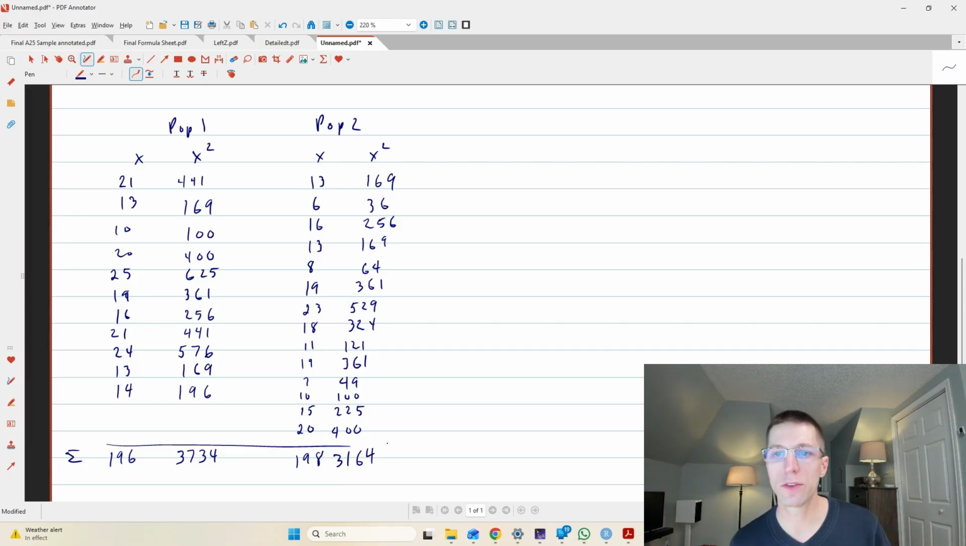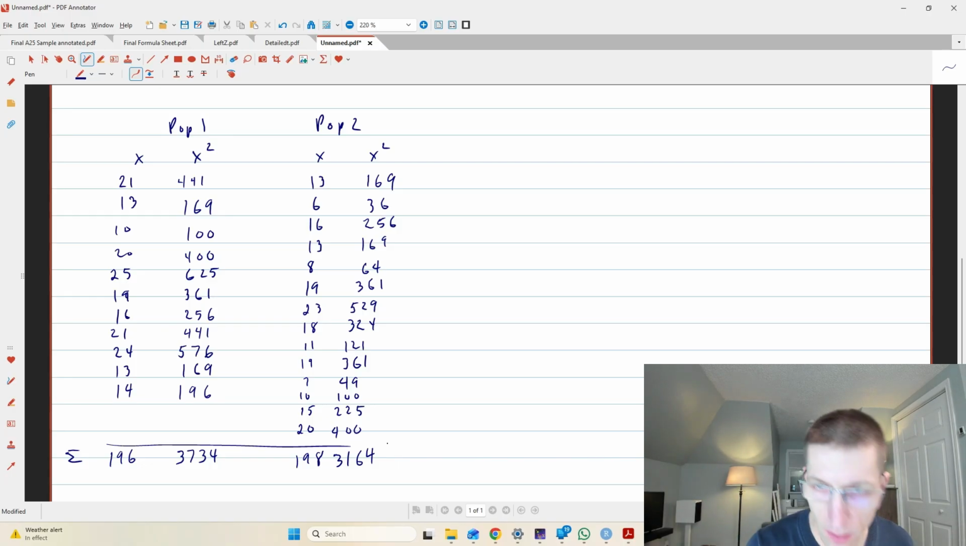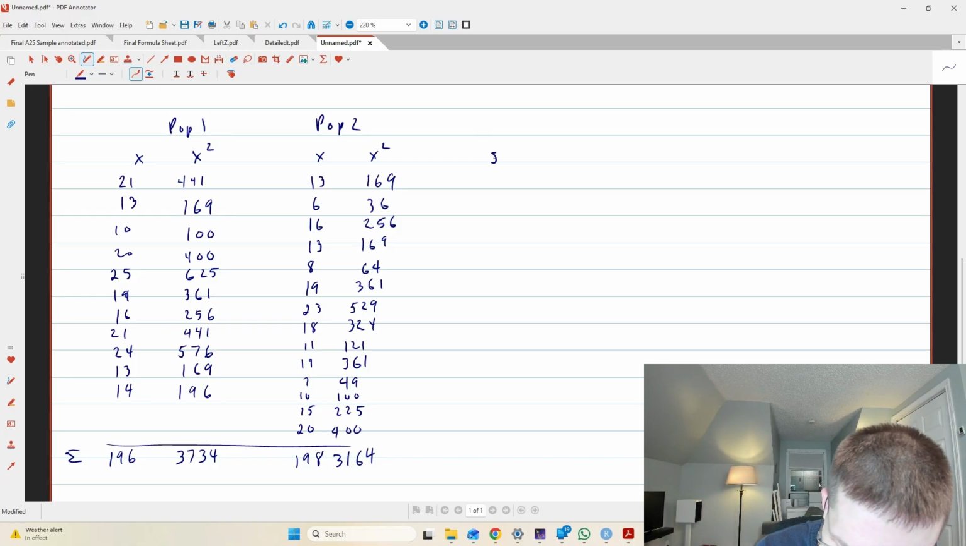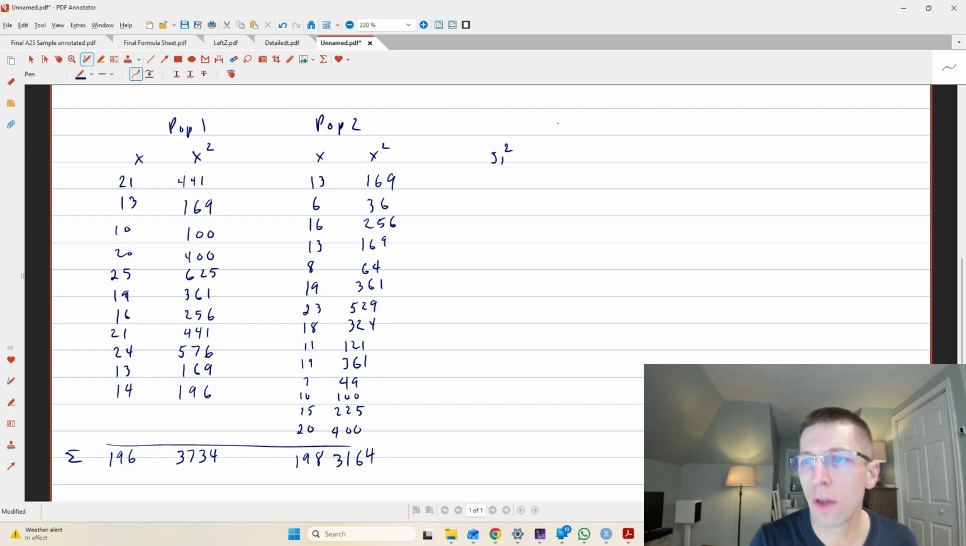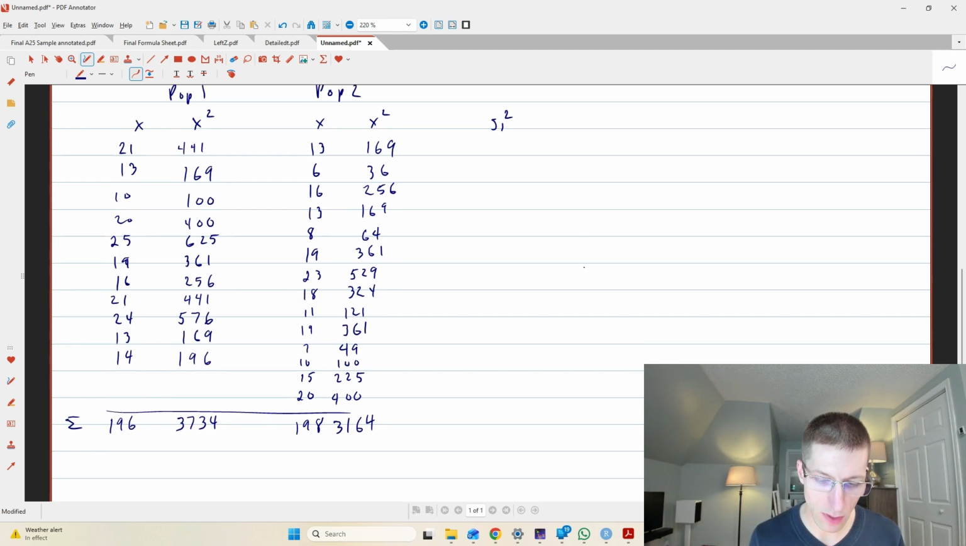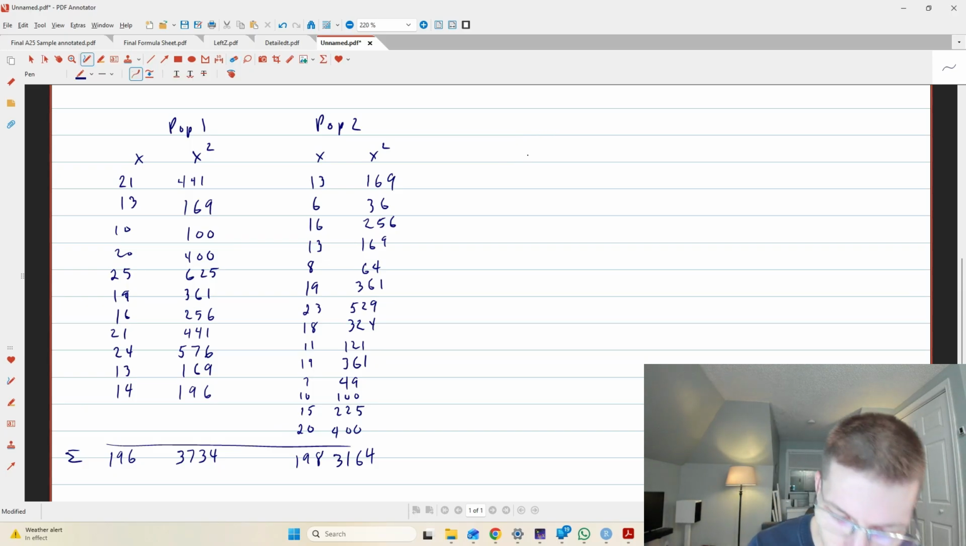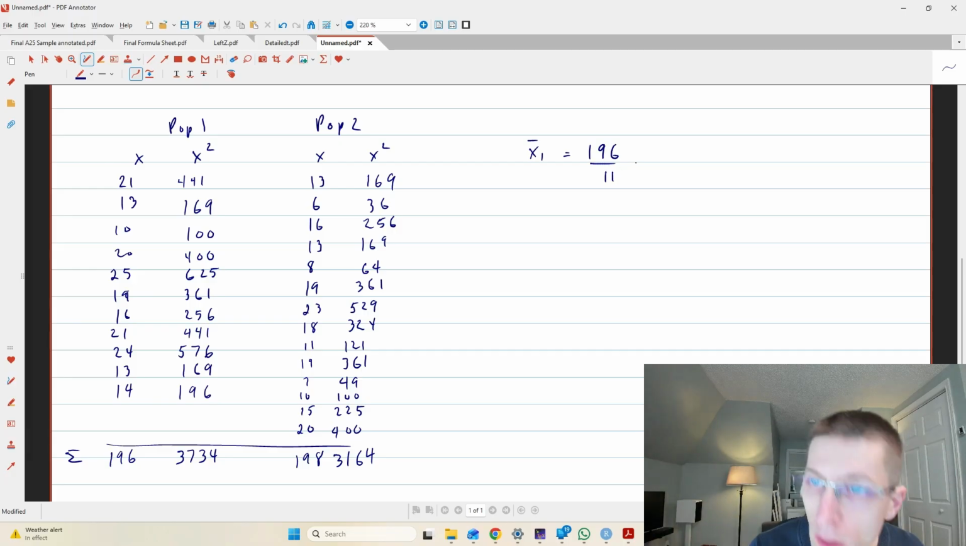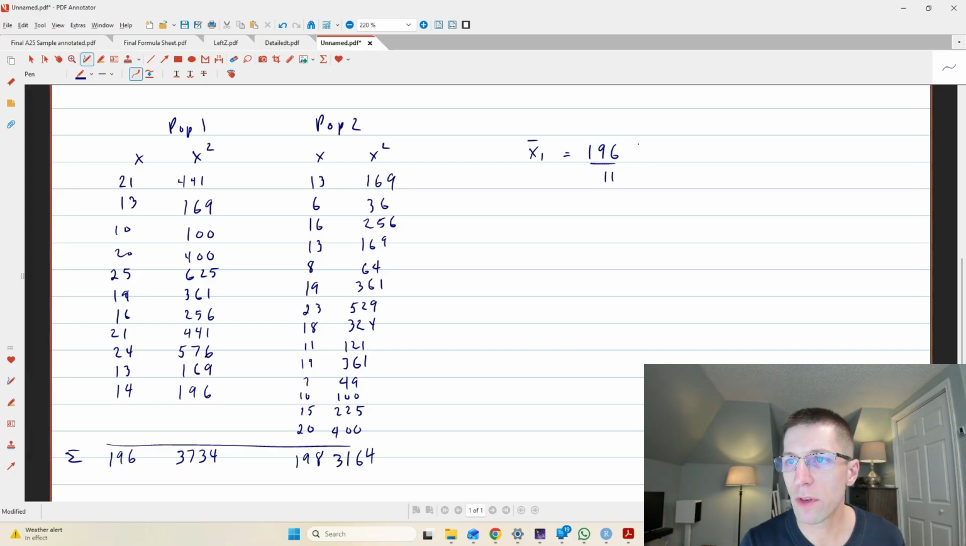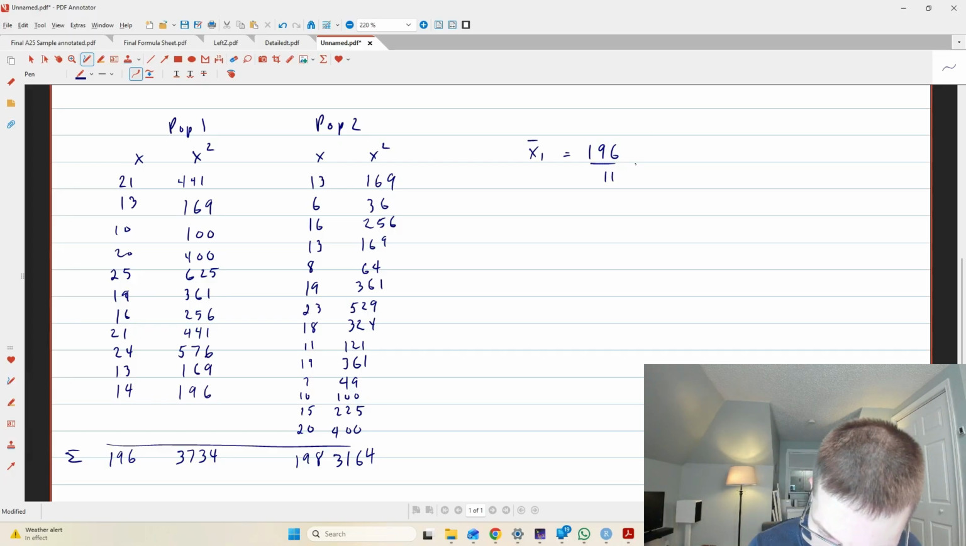Okay, all right, so now we can use our formulas for the variances. These are on the formula sheet. So we do it for each population. Oh, sorry, I also want to do the means. I'm all worried about the variances because they're kind of a pain to do, but these means are not too bad. So x1 bar is going to be 196 over 11, which works out to about 17.818.